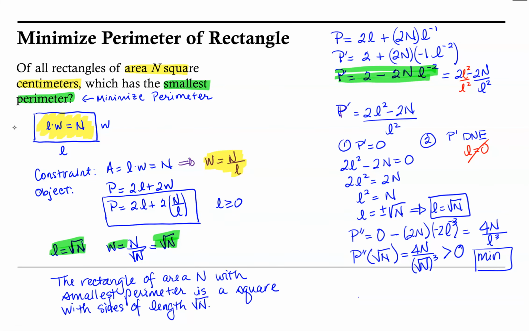So we can state our conclusion at this point: the rectangle of area n with the smallest perimeter is a square with sides of length square root of n.